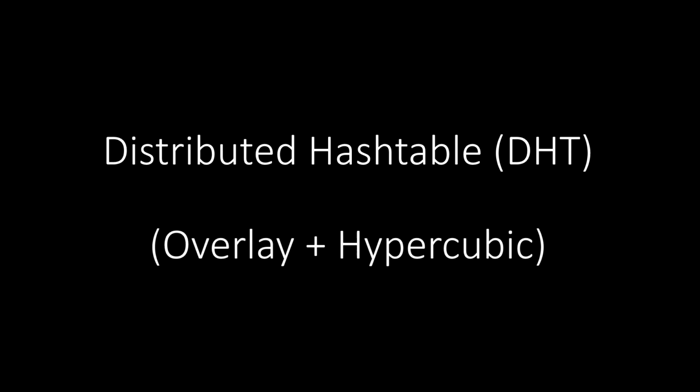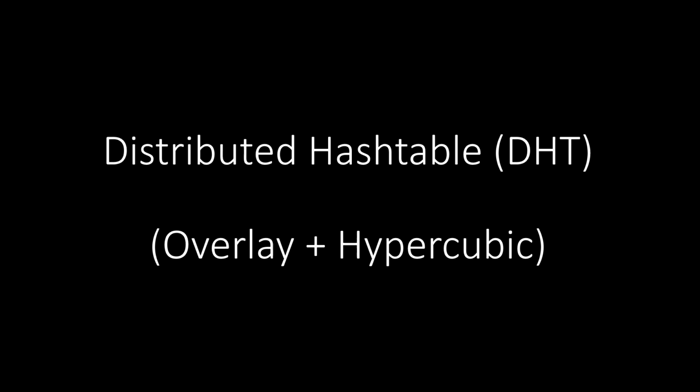In this video, we discuss distributed hash tables, or DHTs for short. A distributed hash table is essentially a hypercubic overlay network. We assume that you are familiar with the concepts of overlay networks and hypercubic networks. A distributed hash table can be used to store data reliably.